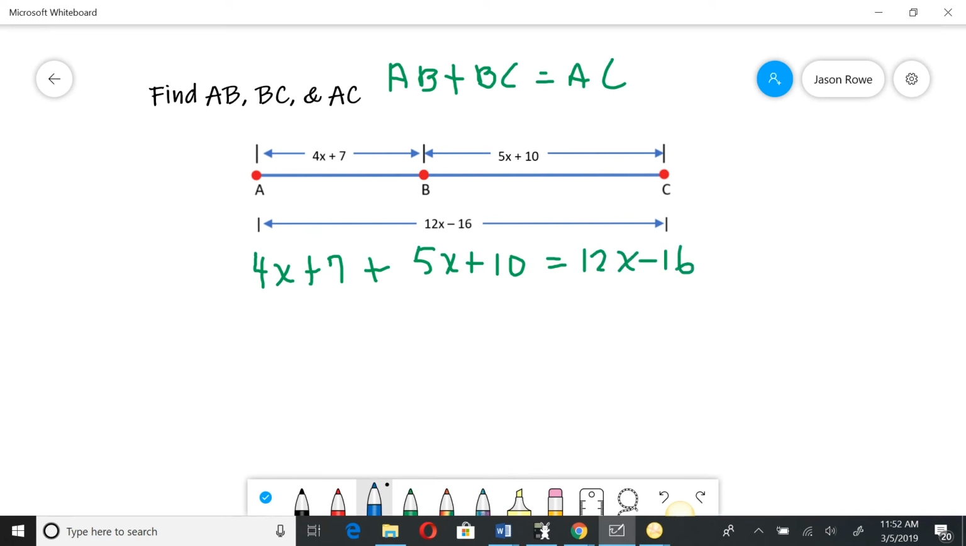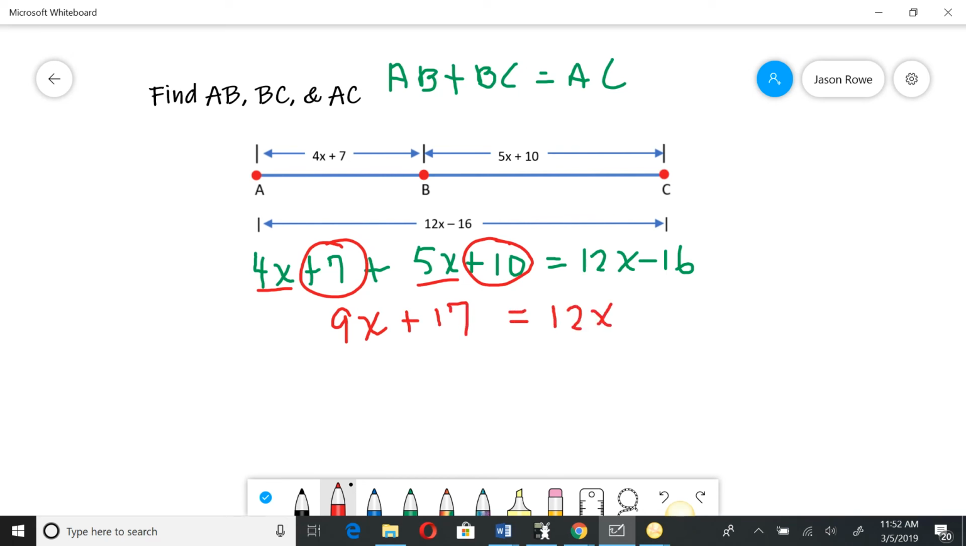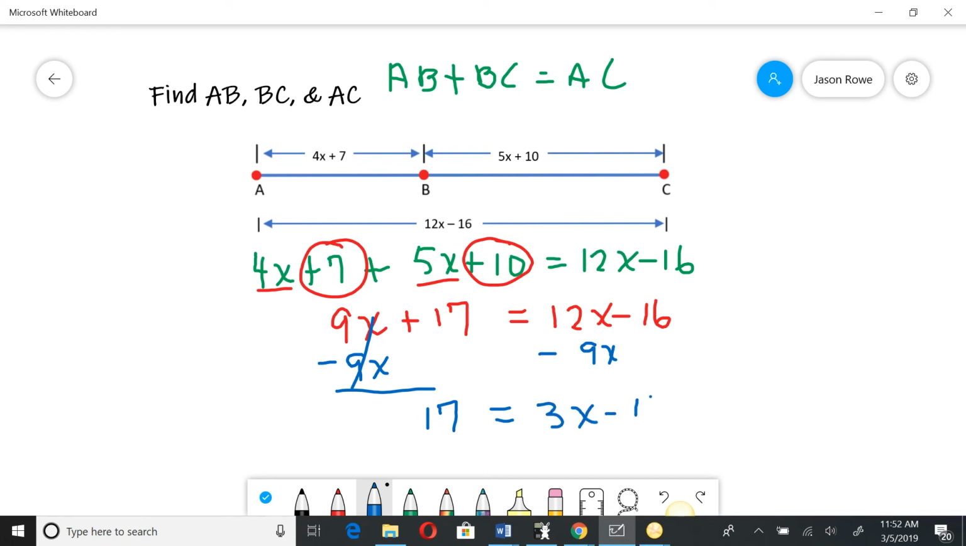Order of operations, simplifying expression rules, simplifying equations. I'm going to combine my like terms. 4x plus 5x is 9x. And then 7 plus 10 is 17. And then we're going to move the variable to one side. So we're going to subtract 9x. And so that gives me 17 equals 3x minus 16.